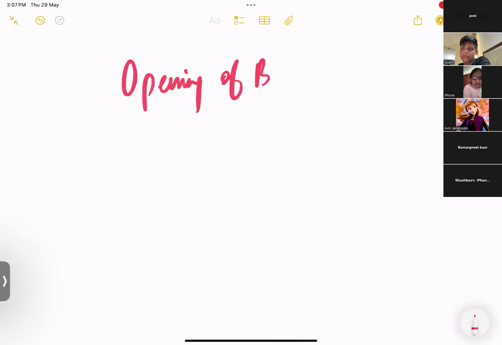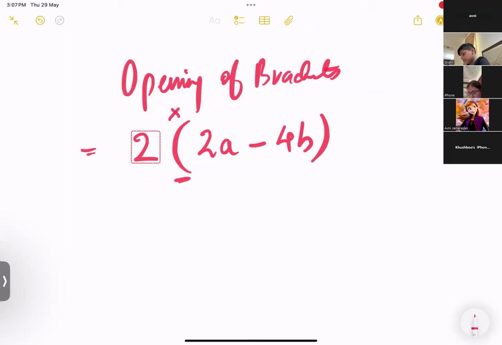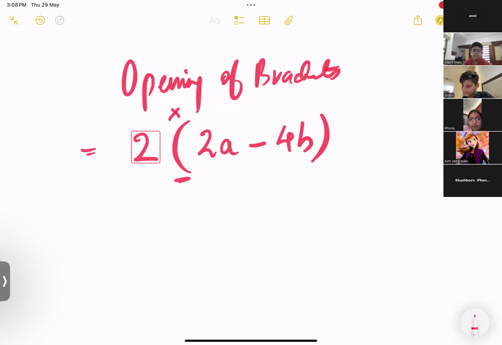Opening of brackets. All right. Let's start with a very simple question. Give me the answer, children. We all know that when there is a bracket, which operation is missing? Times. Okay? Multiplication. Quickly give me the answer, children. Multiplication. Perfect, Manit.